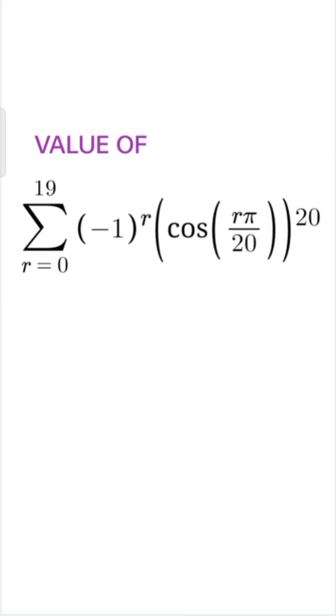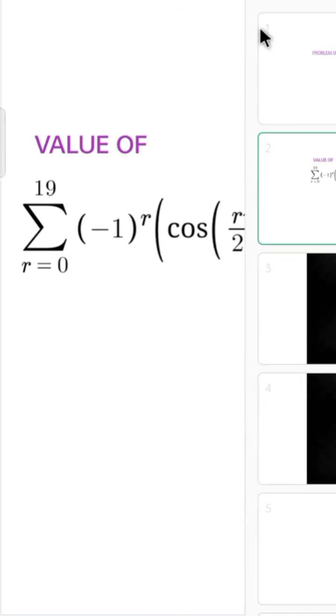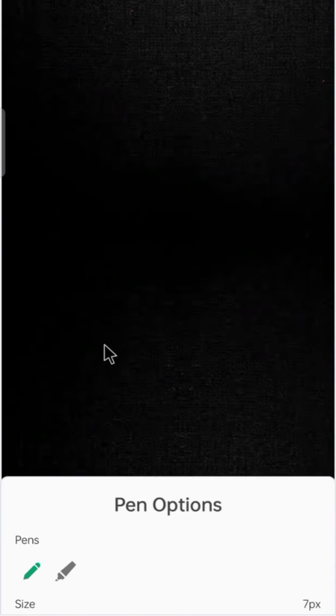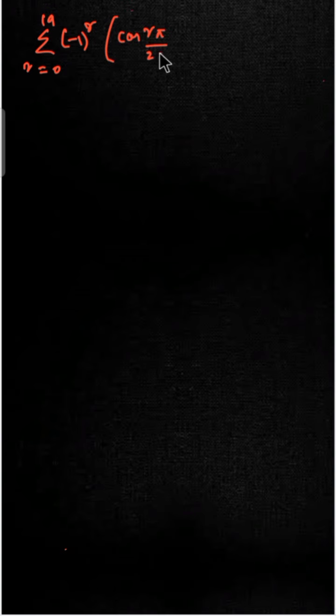But the addition process is not that easy, so we need to look out for some alternatives. So coming to the solution, first I shall write the equation given to us. The question is sigma r equals 0 to 19 of (minus 1) whole power r into (cos r pi by 20) whole power 20. This is 20 in the denominator and the whole power is 20. Now you need to find this value.